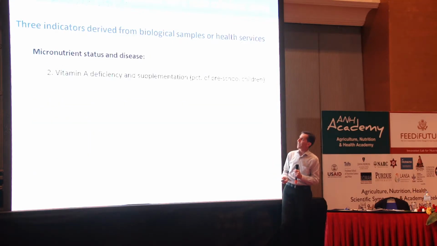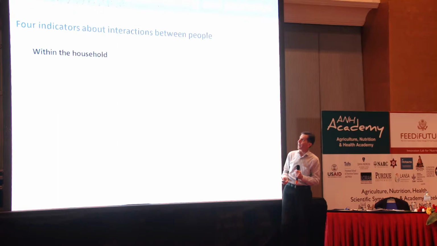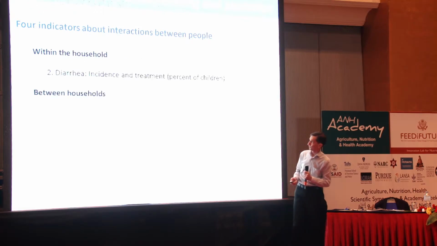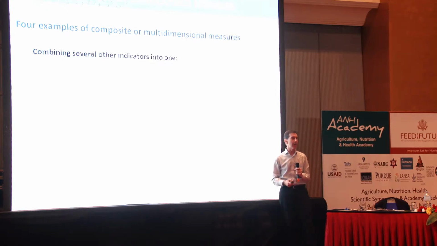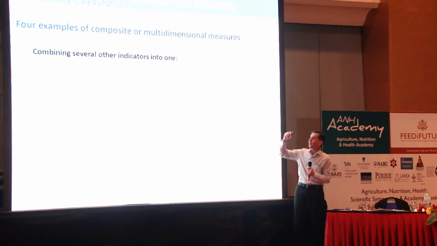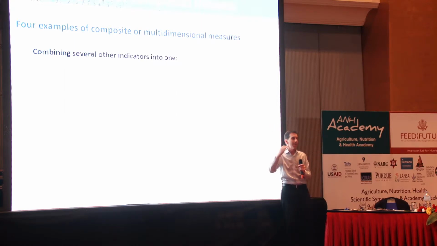The other kind of category, the final category of indicator, is one that has varying levels of attractiveness to varying kinds of groups, and that's the formation of composite or multidimensional indicators that are a mashup, a combination of one measure and another.